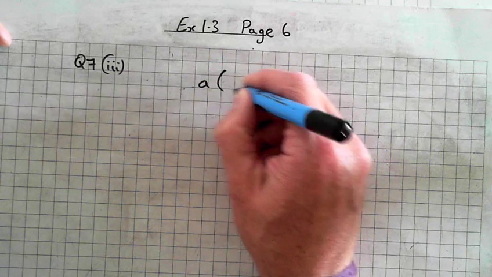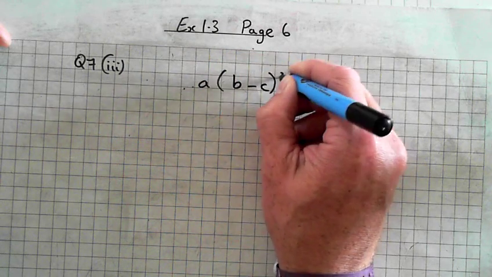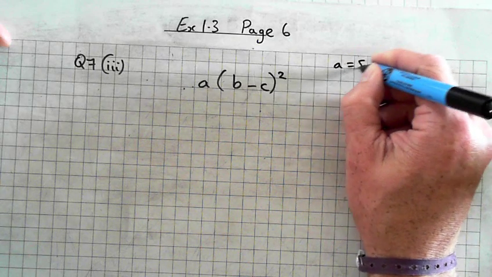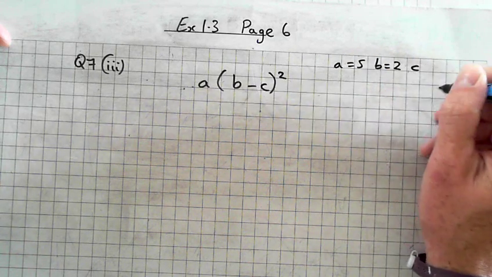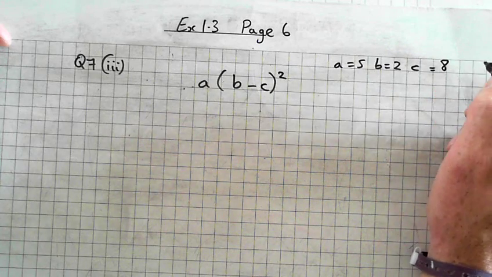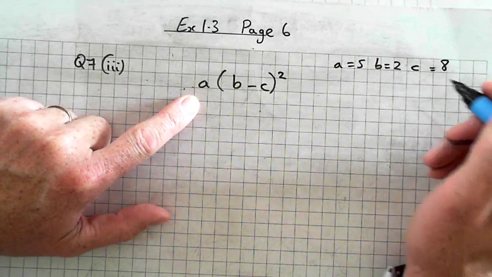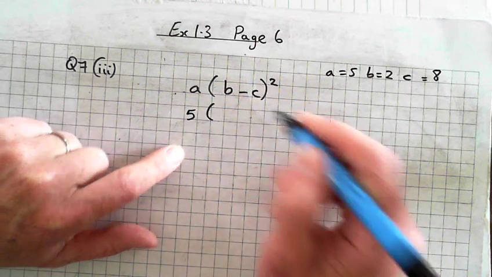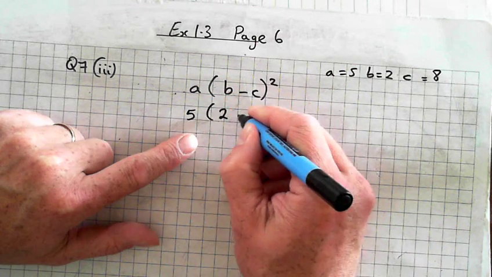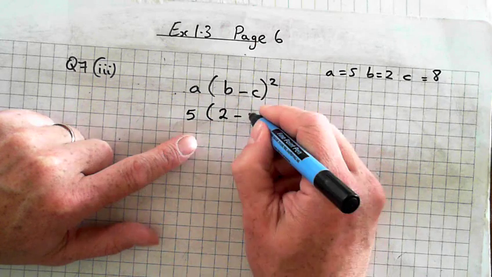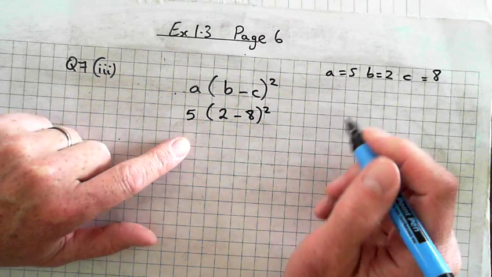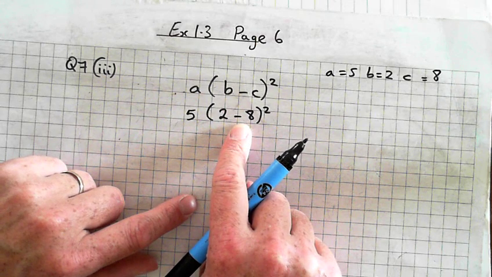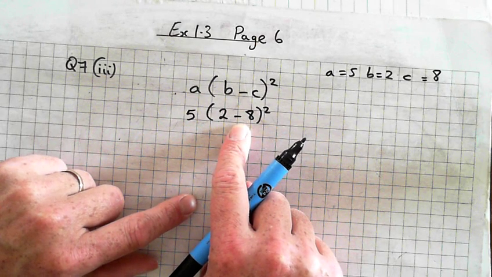Alright, so it's a b minus c squared. Whereas a is 5, b is 2, and c is equal to 8. Alright, so replace a with 5. Bracket b is 2 minus c 8. What's the 2? Okay. B is 2. So 2 minus 8, first of all. Minus 6. Minus 6, yeah.